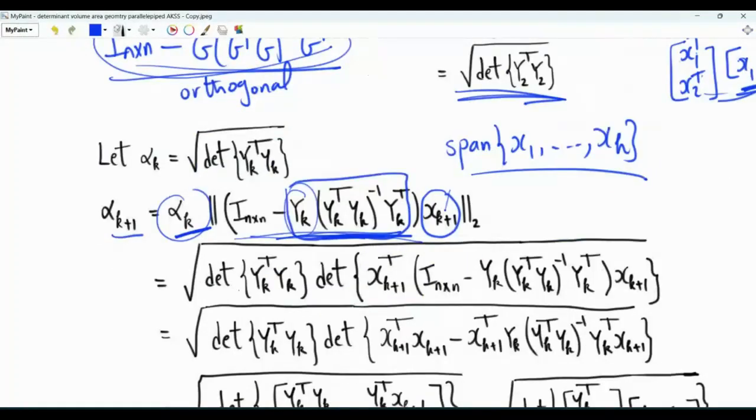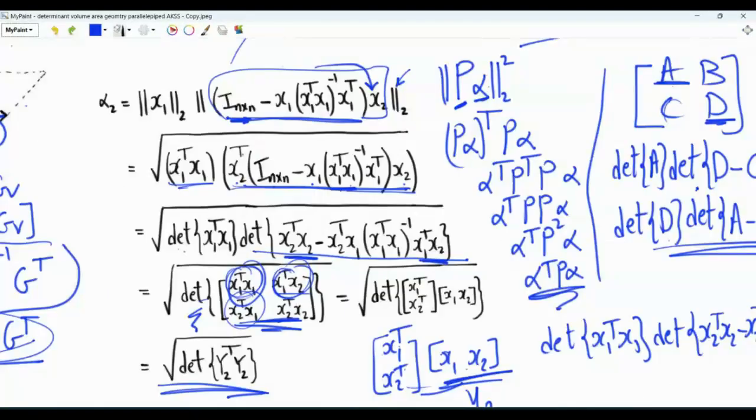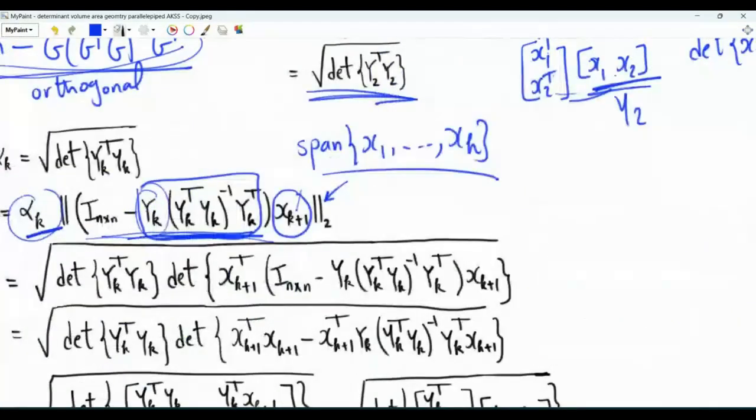If alpha k is the square root of determinant yk transpose yk, then what is this L2 norm? The L2 norm squared of an orthogonal projector times the vector is this quadratic form. The vector transpose times the orthogonal projector times the vector. So we do this here. The L2 norm squared will be the determinant of xk plus 1 transpose, and then our orthogonal projection matrix, and then xk plus 1. If we do the multiplication, we will get xk plus 1 transpose xk plus 1, and then we have minus xk plus 1 transpose yk, and then we have yk transpose yk inverse.